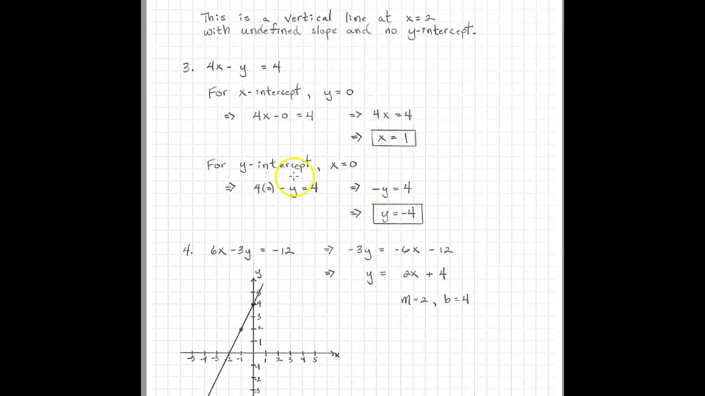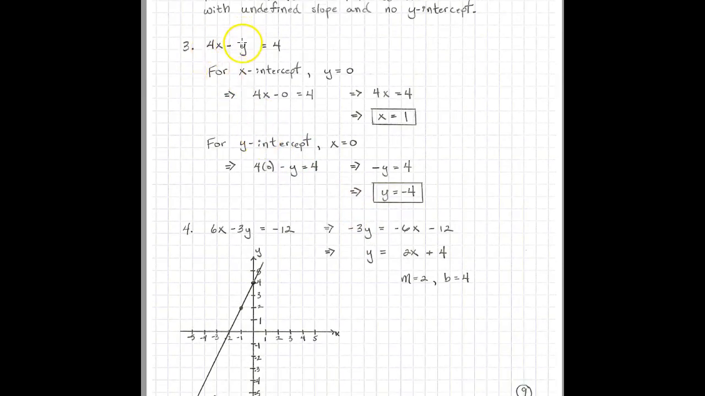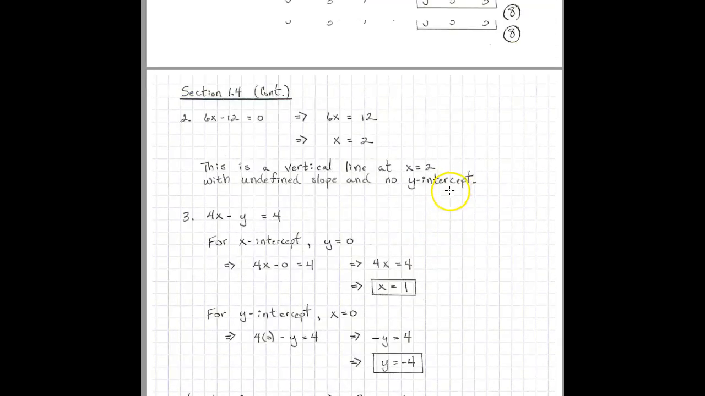So how do I find the x-intercept if I'm given the equation of a line? Well, the x-intercept means where y is equal to 0. So you just plug in y equals 0. So you get 4x minus 0 equals 4. Solve for x. So x equals 1 is the x-intercept. For the y-intercept, where it crosses the y-axis, that means where x is equal to 0. So you plug in x equals 0. So 4 times 0 minus y equals 4 means that y is equal to -4. So that's how you find the x and y-intercepts.